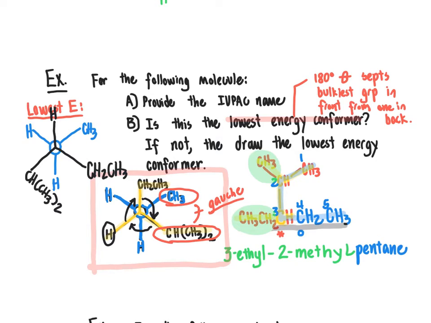And now to ask ourselves whether we have actually drawn the lowest energy conformation, what we need to confirm is that the highest molecular weight group that's bonded to the carbon in back, that's our methyl group, is 180 degrees from the bulkiest group bonded to the carbon in front, so that'd be the bulkiest group in black, which I'm highlighting now in yellow here. So those are 180 degrees apart, and therefore this is the lowest energy conformation, and we've finished off this problem.